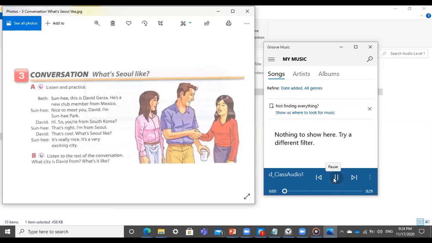Page 3, exercise 3, part B. Listen to the rest of the conversation. What city is David from? What's it like? So, David, where are you from? I'm from Mexico. Really? What city? Mexico City. Wow. What's it like there? Well, it's a big city and very busy, but I like it a lot.